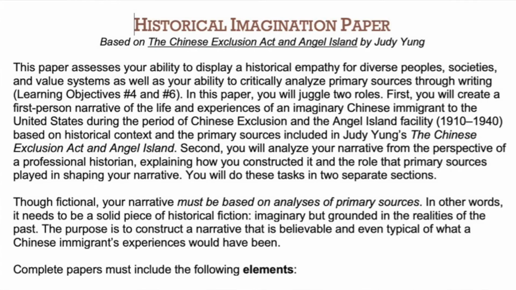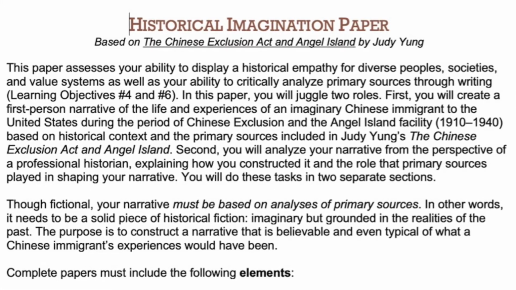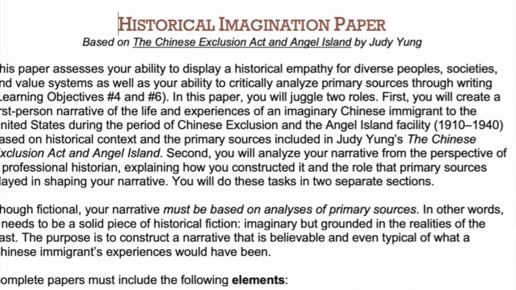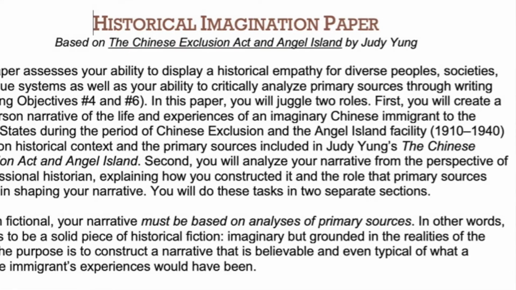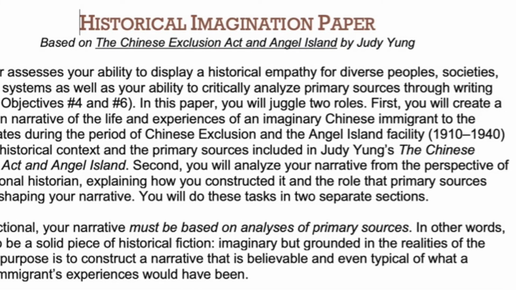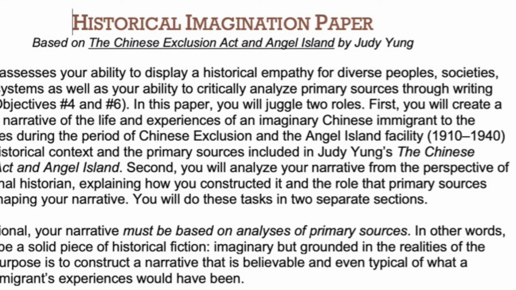So the second paper that you're going to write is very different from the first paper because essentially what it's going to be about is you're going to write a sort of piece of historical fiction in which you're going to present a first-person narrative, a fictional story of an imagined Chinese immigrant coming to the United States during the period of Chinese exclusion, and specifically during the period of the Angel Island facility, which is 1910 to 1940. So you have to write your story about a Chinese immigrant coming to the country in that time, okay? The story has to be historically consistent, which means that it has to fit with the facts of the history as we know them.